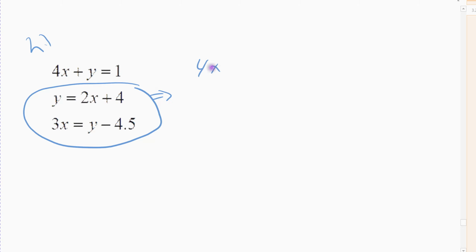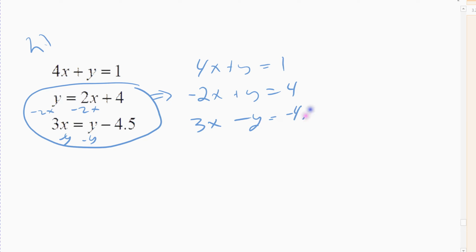So the first one's fine. 4x plus y equals 1 is okay. That one I've got to move my 2x over. So negative 2x plus y equals 4. And that one I've got to move my y over. So 3x minus y equals negative 4.5. And now I'm ready to go.